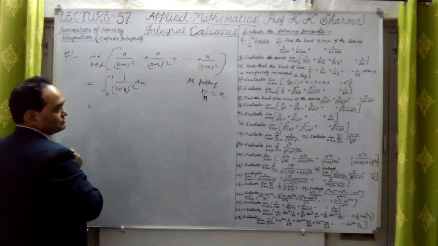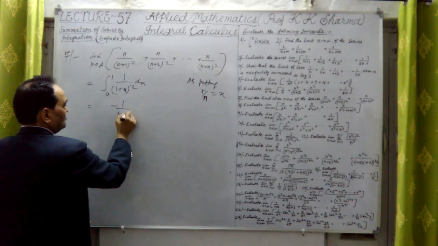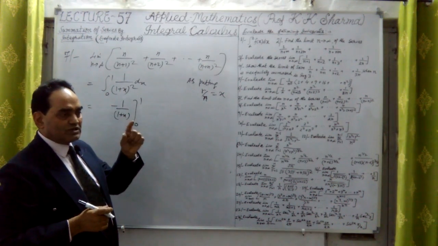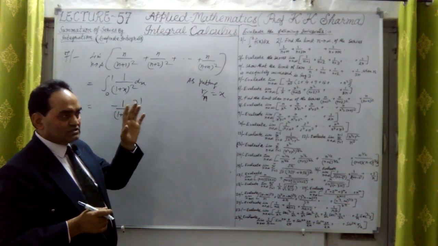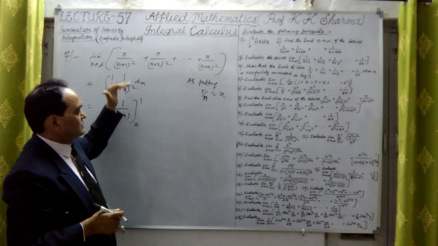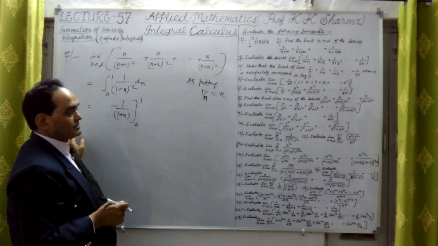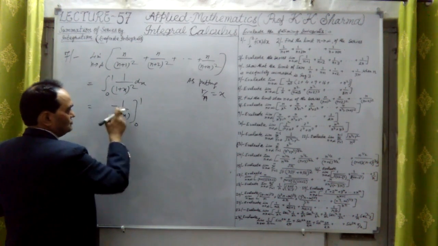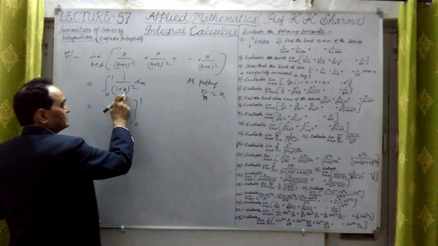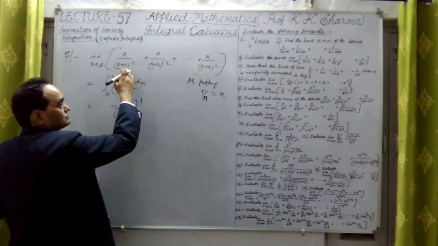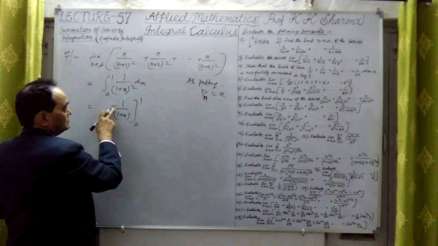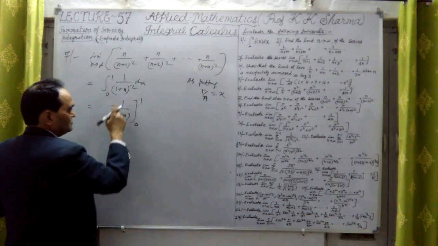Now, what is the integration of this function? It will be nothing but minus 1 upon 1 plus x. Why? Because if I take this in the numerator, it will be 1 plus x whole power minus 2, and the integration will be 1 plus x to the power minus 2 plus 1, upon minus 2 plus 1. That means minus 1 in the denominator, so the negative sign will be there, and 1 plus x whole power minus 1 is taken as 1 upon 1 plus x.